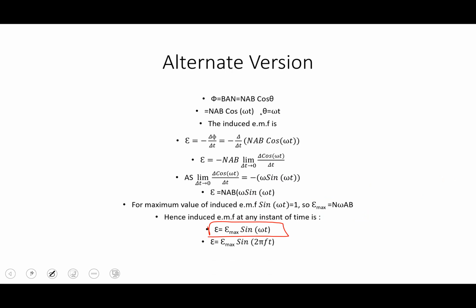Or instead of omega, where omega is equal to 2 pi over T, which is the time period for a whole rotation of the coil, it can also be represented as 2 pi f, because we know that time period is inversely proportional to the frequency. So instead of writing like that, we can say E is equal to E max sine 2 pi f t.